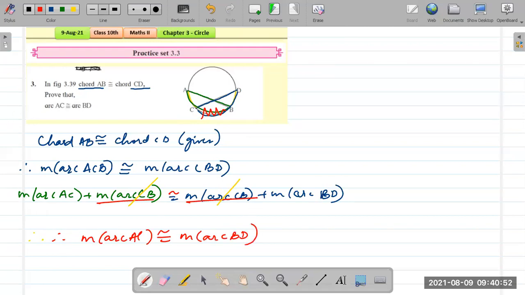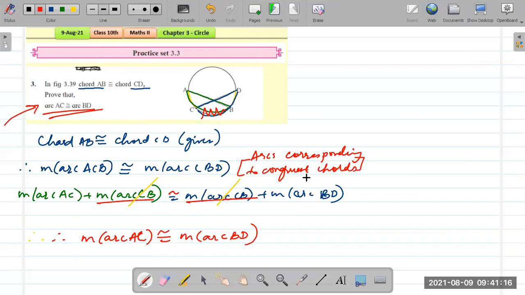And look at it carefully now. What are we asked to prove? The same thing. So this is proved, hence proved. Okay, here you need to write out the reason. What will be the reason? That arcs corresponding to congruent chords are equal. Arcs which are corresponding to congruent chords, they are equal. Okay. And hence proved. So this completes practice set 3.3.